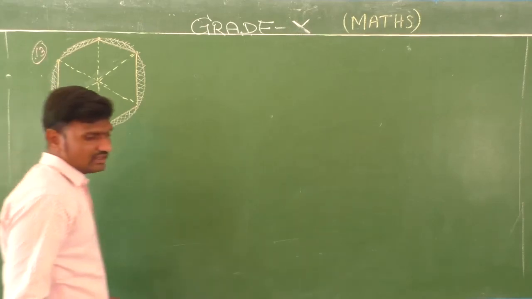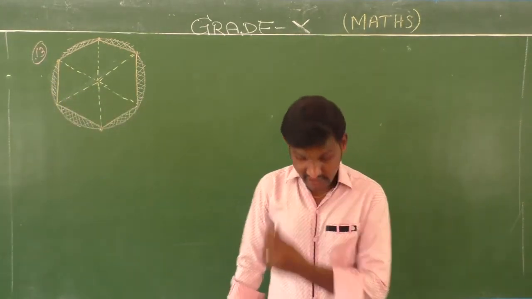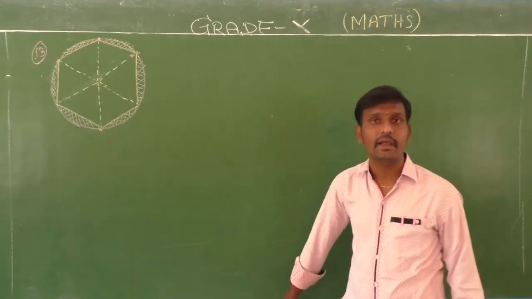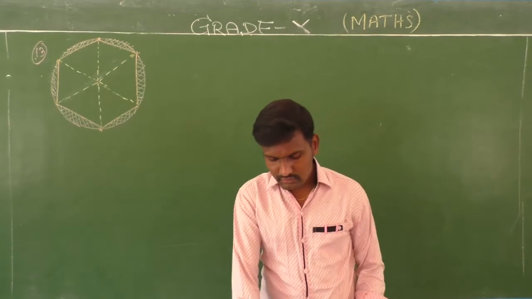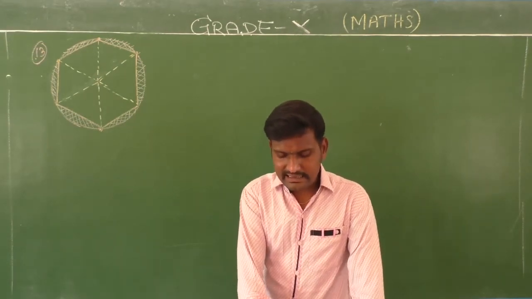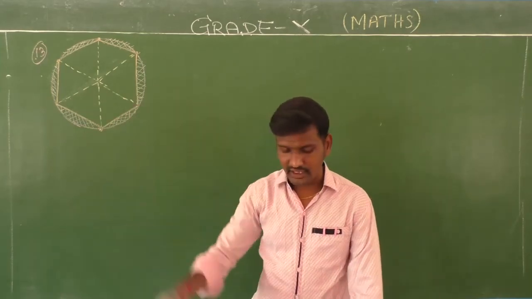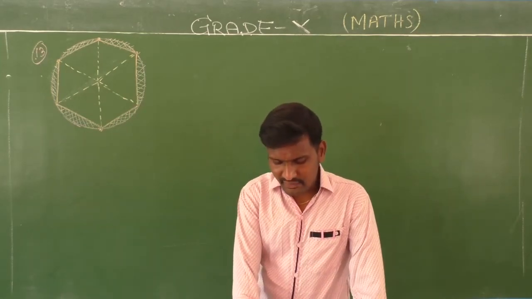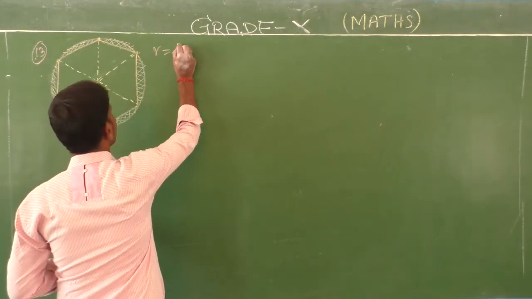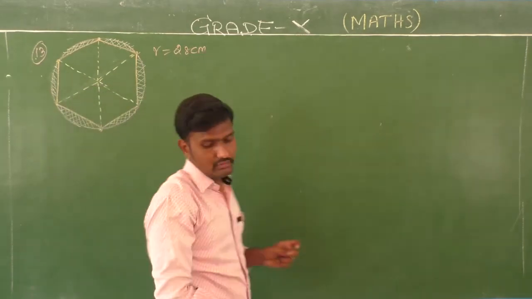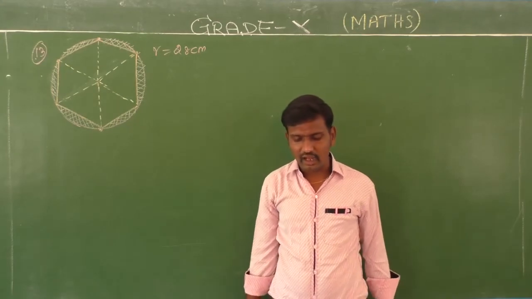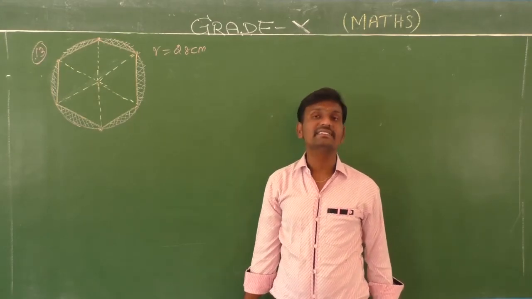So the last question for this exercise. Yes, students, the question number 12 you have. Read the question carefully, students. This is the last question for you in this exercise 12.2. Now, a round table cover has 6 equal designs as shown in the figure. If the radius of the cover is 28 centimeter, find the cost of making the designs at the rate of 0.35 rupees per centimeter square.